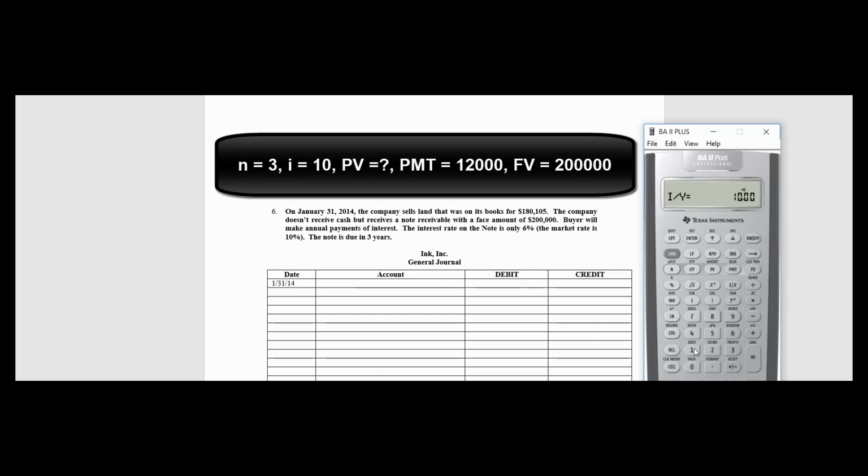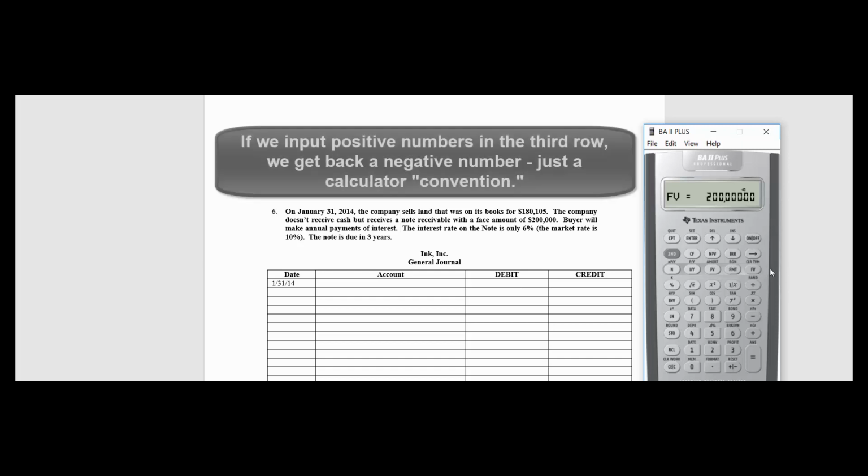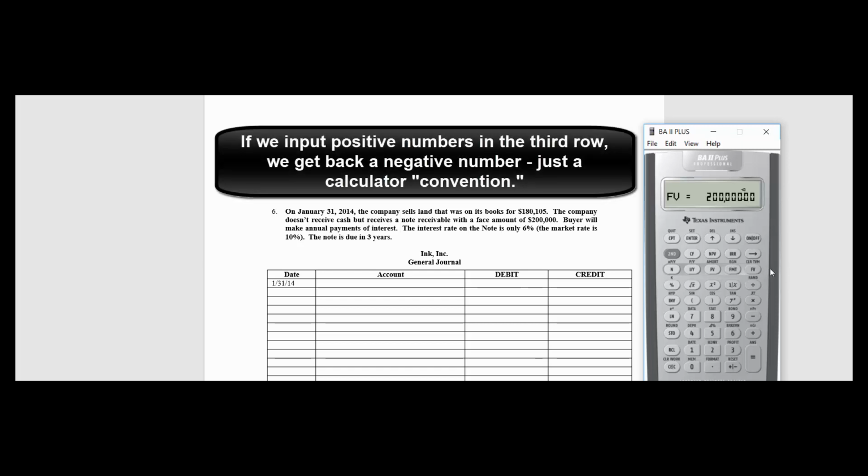And then the payment is $12,000 a year. That's the interest that we're going to collect. And then we're going to get the principal back, which is $200,000. So we'll plug that in as future value. Since we plugged in positive numbers here for payment and future value, it's going to spit out a negative number. That's not going to bother us.